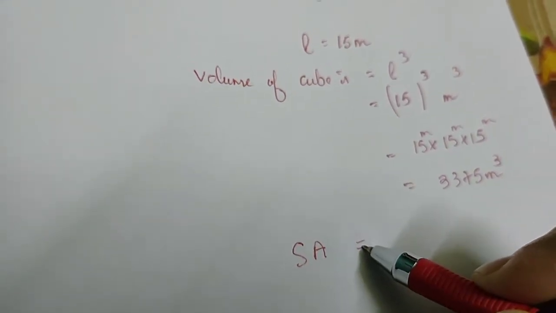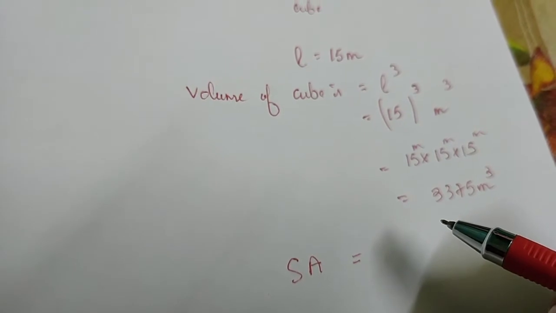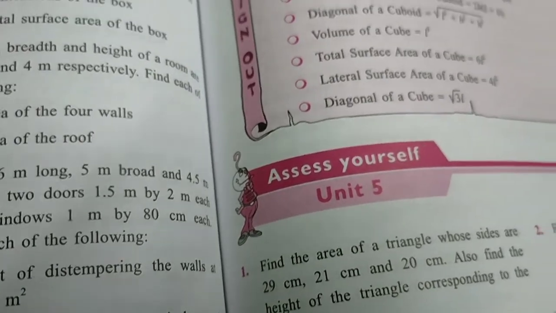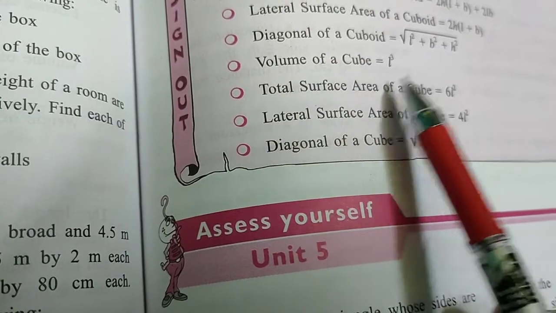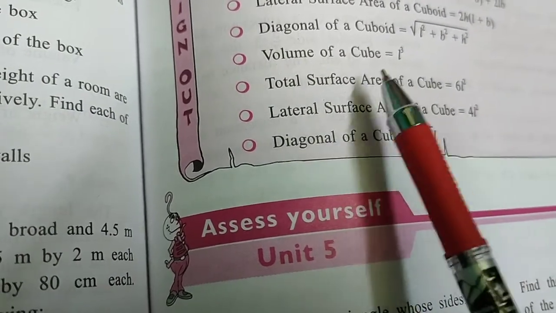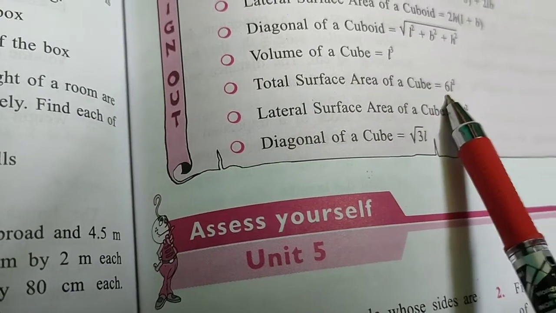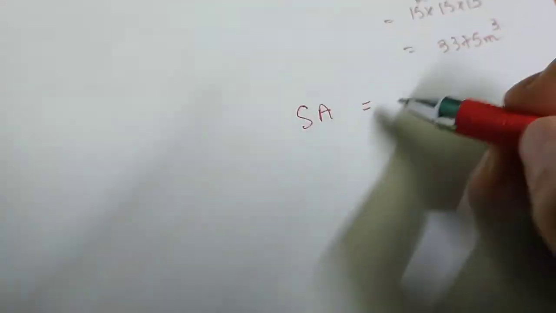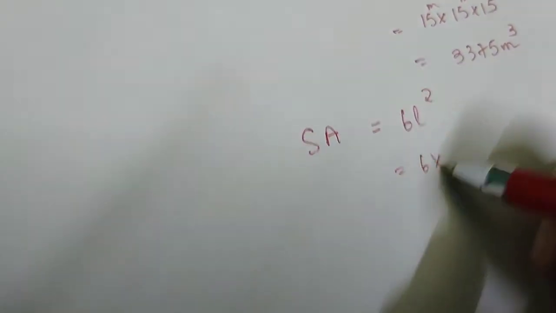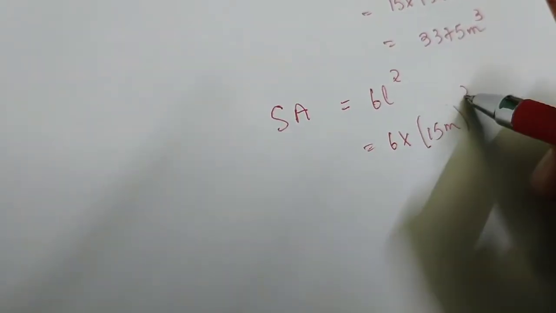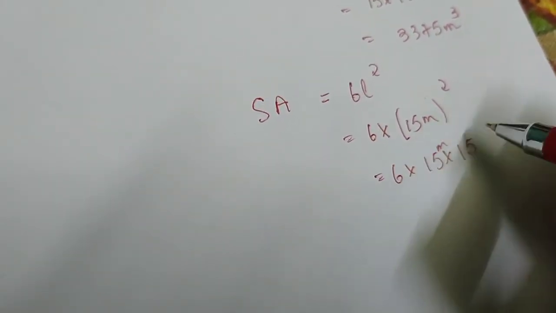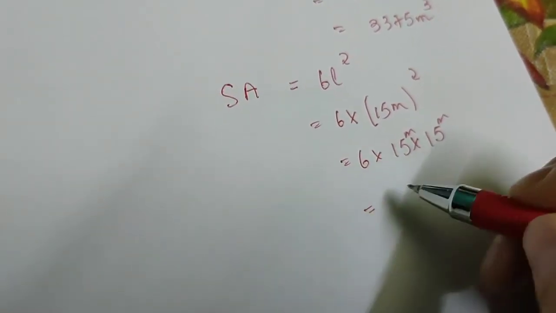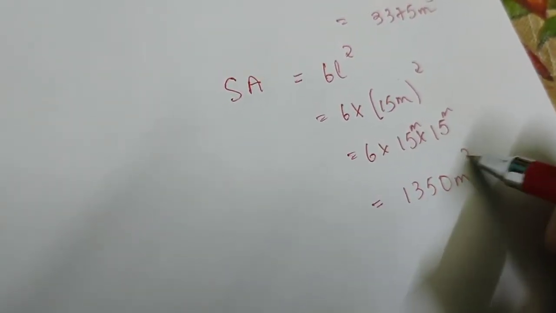And you need to find surface area. Surface area formula is given here. You have to calculate total surface area. If they don't ask lateral surface, that means you have to find the total surface area of a cube, that is 6L square. 6 into L, which is 15 meter, whole square. So 6 into 15 into 15, 15 meter into 15 meter. So you will get 1350 meter square.